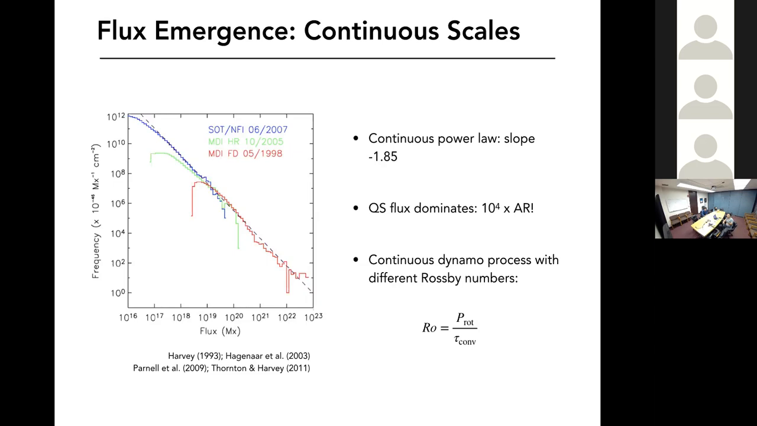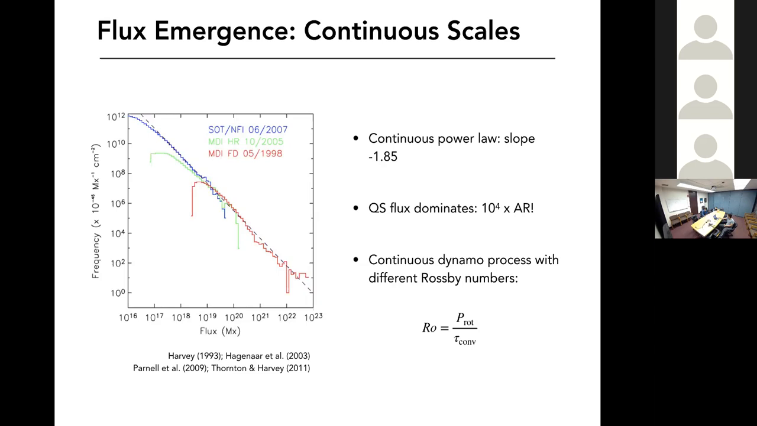That's why we see a cycle dependence for the larger scale active region magnetic field, whereas we don't see such a strong dependence on cycle for the smaller scales. All right, so the idea is that we have one continuous dynamo process. It just has a different dependence on the stellar rotation depending on the relative Rossby number.